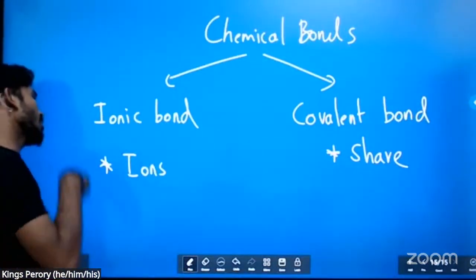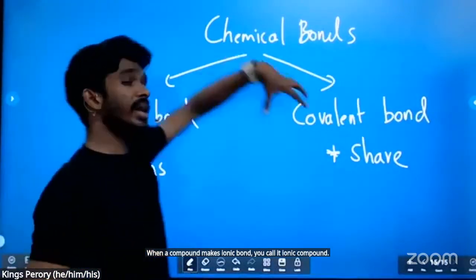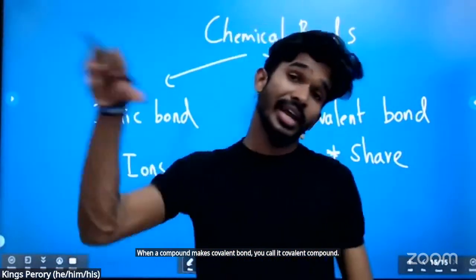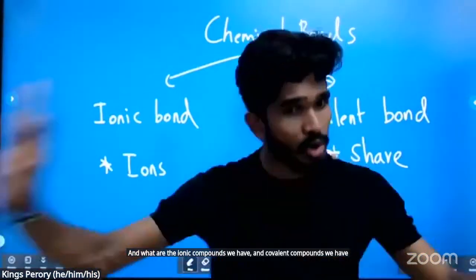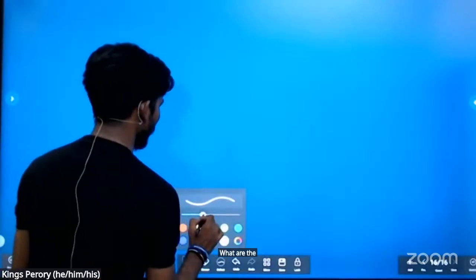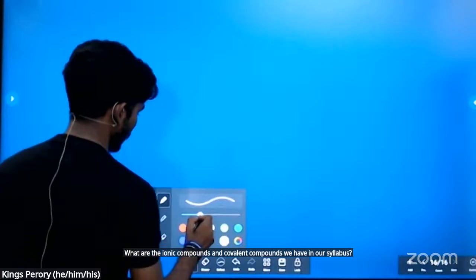When a compound makes ionic bond, you call it ionic compound. When a compound makes covalent bond, you call it covalent compound. Now, what are the ionic compounds we have and covalent compounds we have? How to memorize it? Don't memorize. I'll give a shortcut for the ionic and covalent compounds in our syllabus.